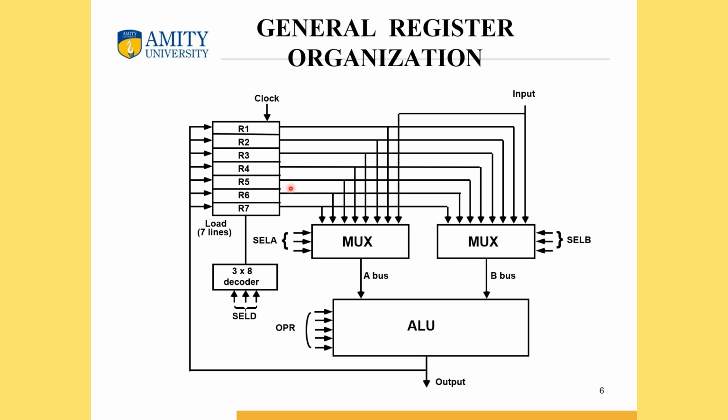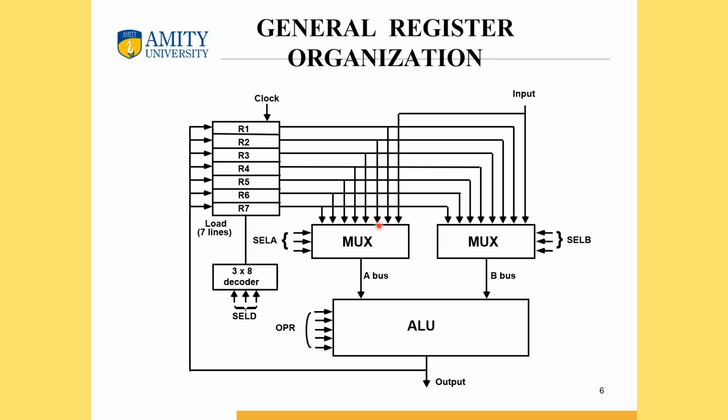The general organization of the CPU is as follows. It is made up of the ALU, we have the registers, we have the common bus system, and then we have two multiplexers and a decoder. The registers range from R1 till R7. They are connected to a clock, and the common bus connects them to both the multiplexers.